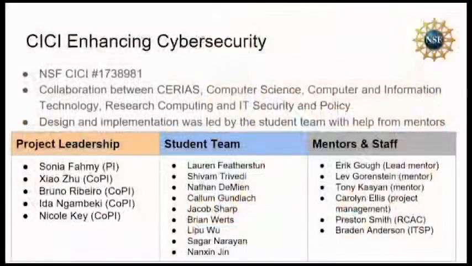So this is a NSF supported project under the Cybersecurity Innovation for Cyber Infrastructure program, and it's a collaboration between CERIAS, computer science, computer information technology, research computing, and IT security and policy. So a broad team has been assembled to solve this problem. So here are some of the people that are involved: project leadership at the PI and co-PI level.